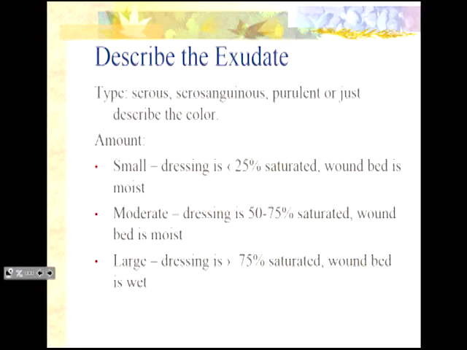Amounts: basically we're going to look at small, where the dressing is less than 25% saturated and the wound bed is moist. If it's a moderate amount, that dressing is 50 to 75% saturated, and again, the bed is moist. The difference is when you get to large, greater than 75% of that dressing saturated, but the wound bed is still wet. So I'm going to give you an example just to get you to think about what this really means. If I had two 2x2s on a wound, and they were less than 25% saturated, that's a small amount of drainage.